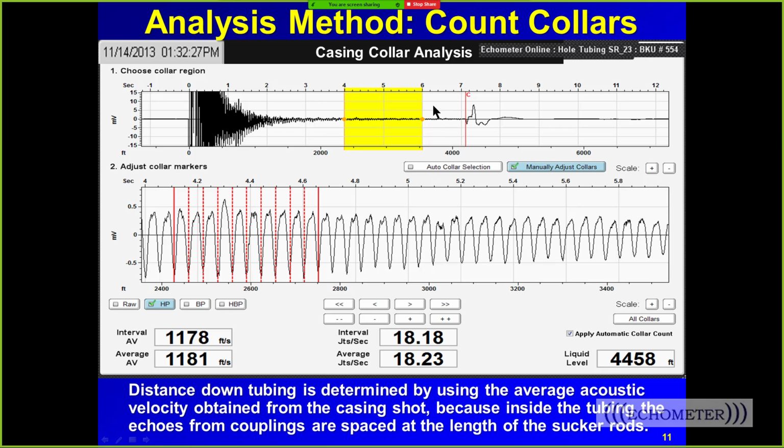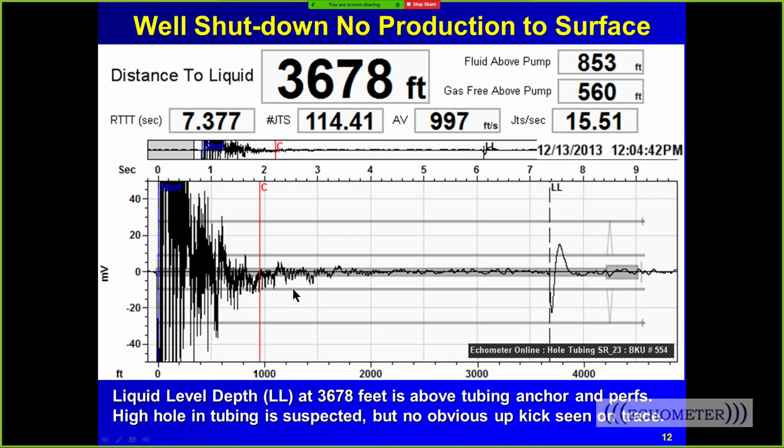And when we count all the collars in the well, we get an average of all the collars of 18.23 joints per second, and that's where the distance to the liquid level comes in when we count all the collars. But this one interval from 4 to 6 seconds is 18.8. So it's slightly different when you select different intervals, what the joint count is, because of pressure and temperature, and sometimes the gas composition changes versus depth, and that will affect the collar count. All right, so we got an acoustic velocity of around an average 1181 for this well while it's pumping.